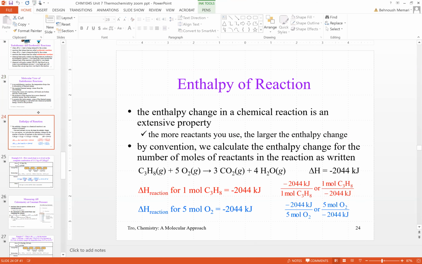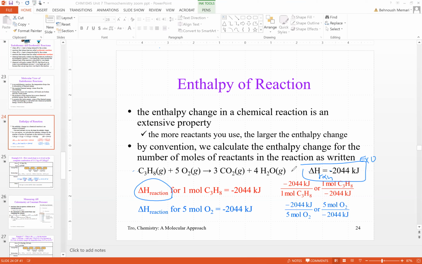So for the change in enthalpy of the reaction, or delta H of the reaction, for a chemical reaction, when delta H is negative, that means this is an exothermic type reaction. And this is for the reaction based on the balanced equation.